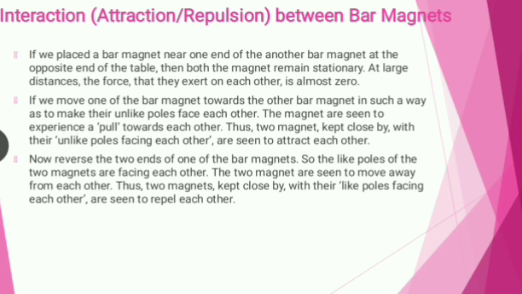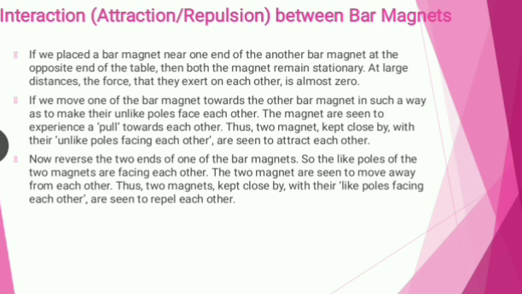Interaction, attraction or repulsion between magnets. If we place a bar magnet near one end of the other bar magnet at the end of the table, then both the magnets remain stationary. At a large distance, the force that they exert on each other is almost zero.